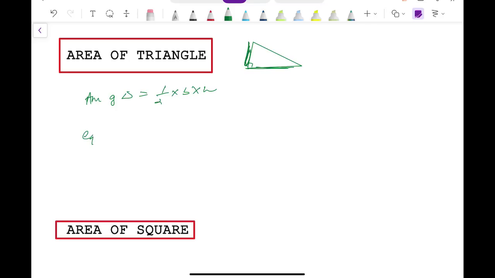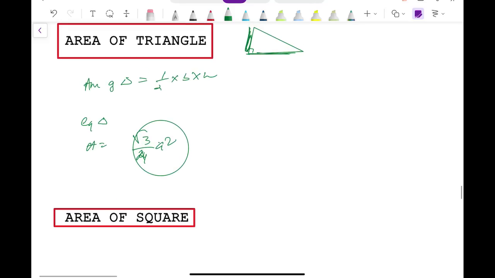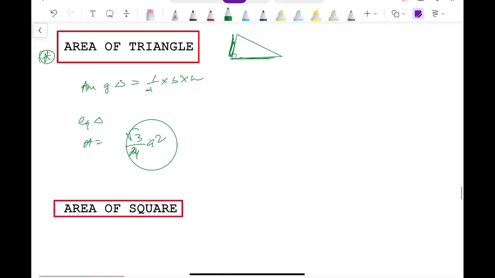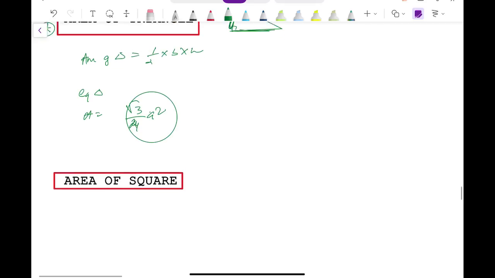If it is an equilateral triangle, then area is nothing but root 3 by 4 a square. Always remember that. So area of a triangle is nothing but half into base into height, and area of an equilateral triangle is root 3 by 4 a square. So most expected is this one. Triangle is one of them, and circles is also one of them.